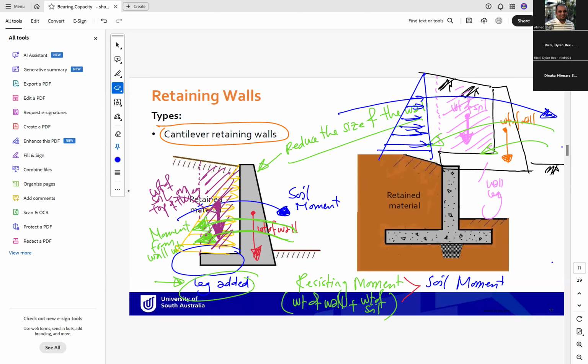No question. Okay, so if you look at the image on the right hand side, same type of wall. It is a cantilever retaining wall, and if you can see here, this will be the soil pressure, and this part will be similar to the other one, so we have to consider the soil weight here, and we have the weight of the wall, and these two will cause moment in one direction, and the pressure of the soil will cause moment in the other direction, and again the resisting moment should be more than the soil moment.